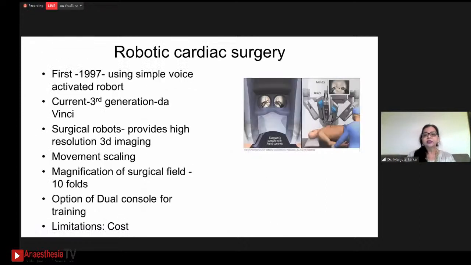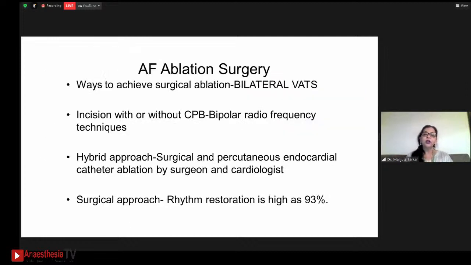Robotic cardiac surgery was first introduced in 1997 using a simple voice-activated robot. Currently, the 3D generation da Vinci has come, which is really going to help us in many ways. Surgical robots provide high-resolution 3D imaging, movement scaling, and tenfold magnification of the surgical field. Options of dual console for training. Limitations are the cost.